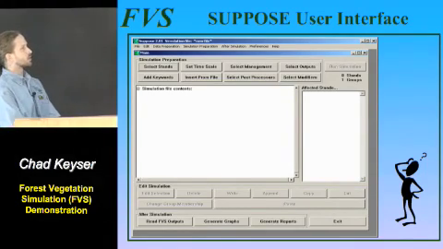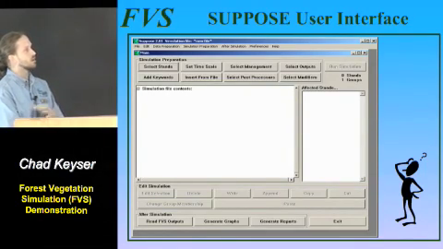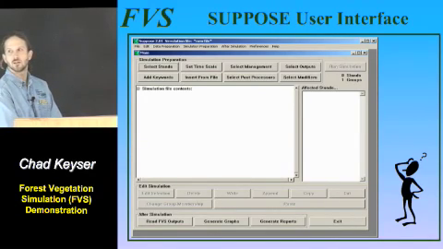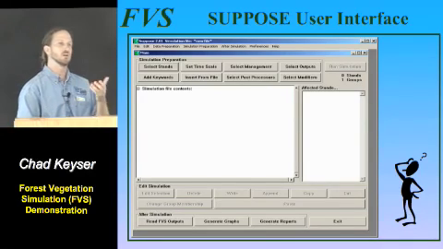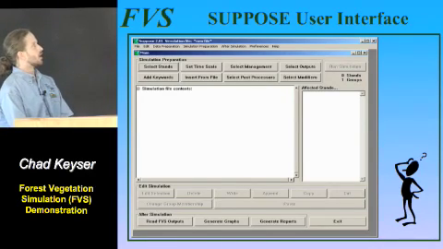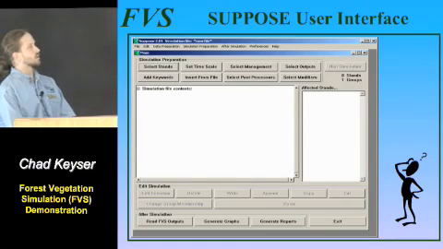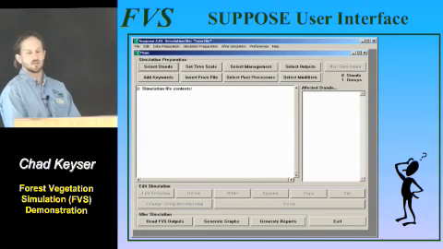The Suppose interface has undergone a pretty big transformation over the last year. If you're familiar with using FVS in college or in your professional work, this is a screenshot of the latest version of FVS and the Suppose interface, and it officially hasn't been released yet, but it will be released in the next couple weeks or so.